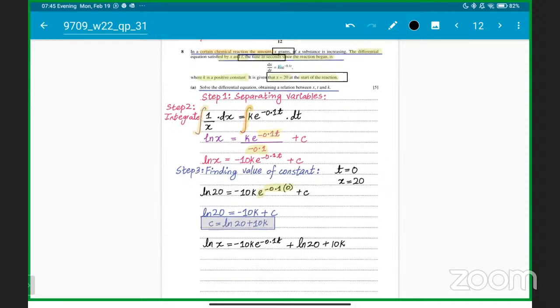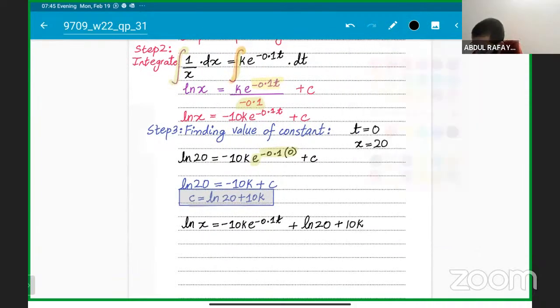Now we can leave it as it is, but it is better to simplify as much as possible. Here we have ln x, and we don't have to make x the subject at the moment. So we can simply say that we have 10k minus 10k e power negative 0.1 t, plus ln 20.